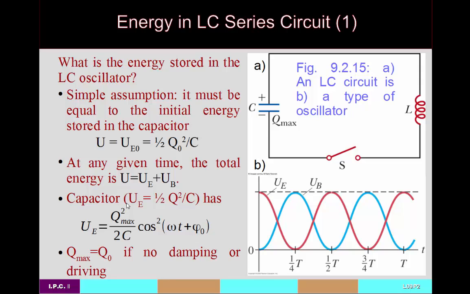So the charge on the capacitor is actually given by whatever the initial charge was. It could be Q naught or Q max, it's the same thing, times the cosine of omega t plus this phase. We take the phase usually to be 0. Q max is Q naught if you have no damping or driving, meaning if there's no resistance and no electrical power sources like an AC source or an additional battery, then these two should be equal.